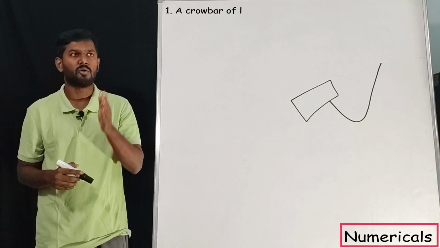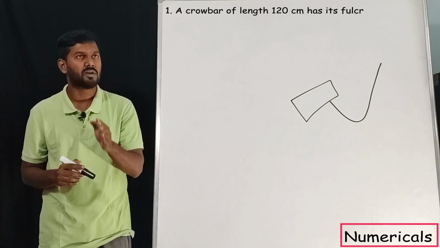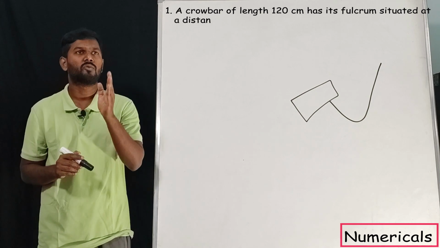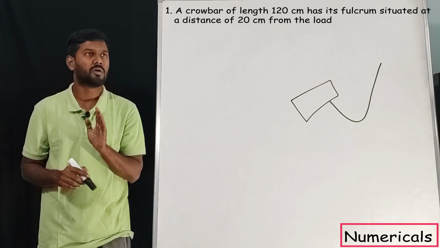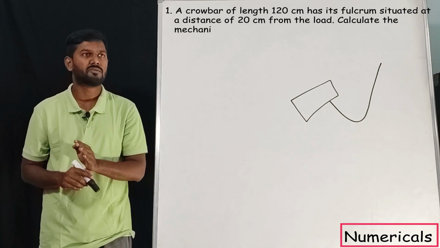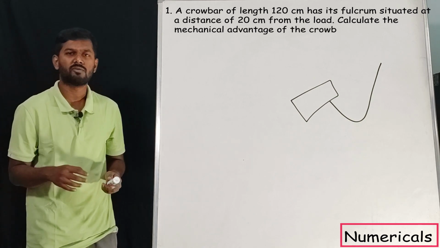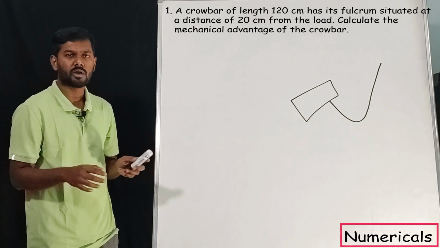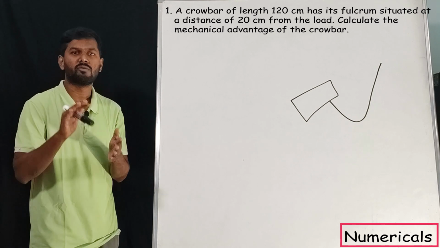A crowbar of length 120 cm has its fulcrum situated at a distance of 20 cm from the load. Calculate the mechanical advantage of the crowbar. You know, mechanical advantage formulas are very easy. We'll apply them in all the questions, then you will understand.